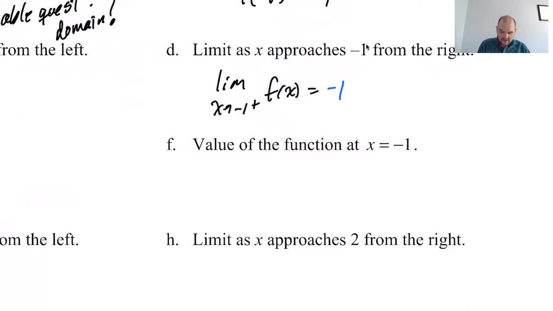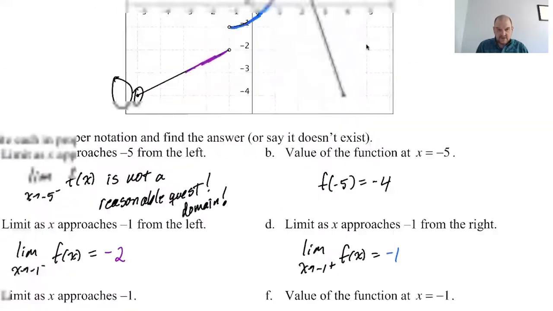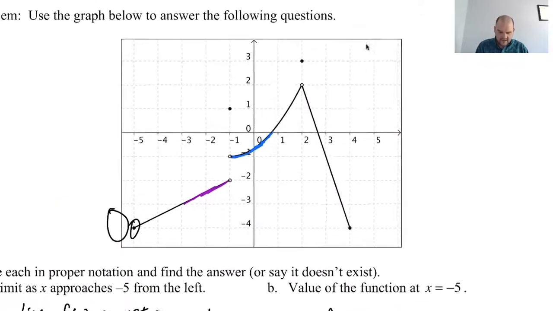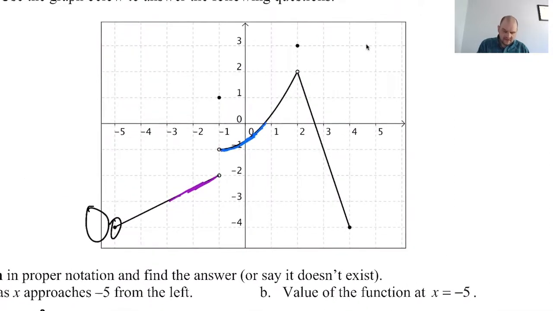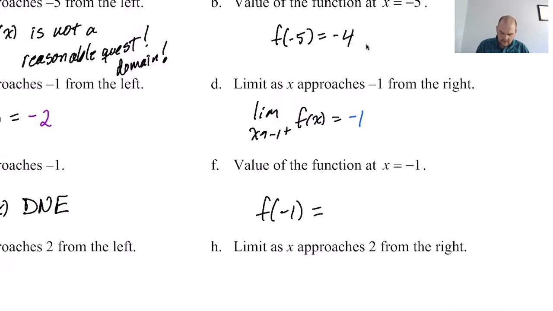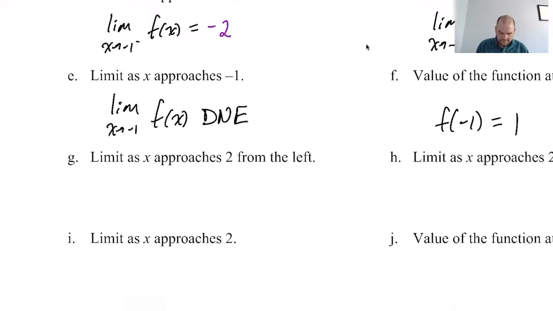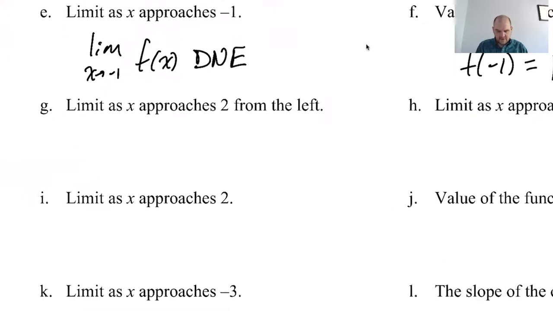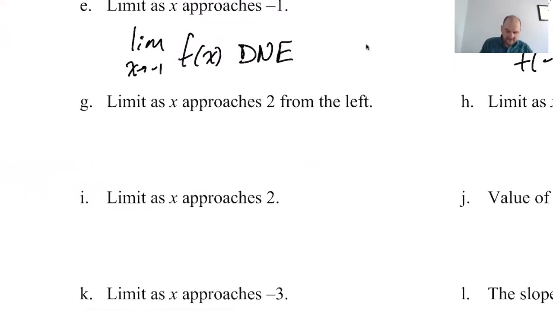So the value of the function at x equals -1 is f of -1. Let's go to the graph and see what that looks like. F of -1. When x is -1, the actual value of the function is up there. It's 1. All right. The limit as x approaches 2 from the left. If you can knock out this page on your own, go for it.